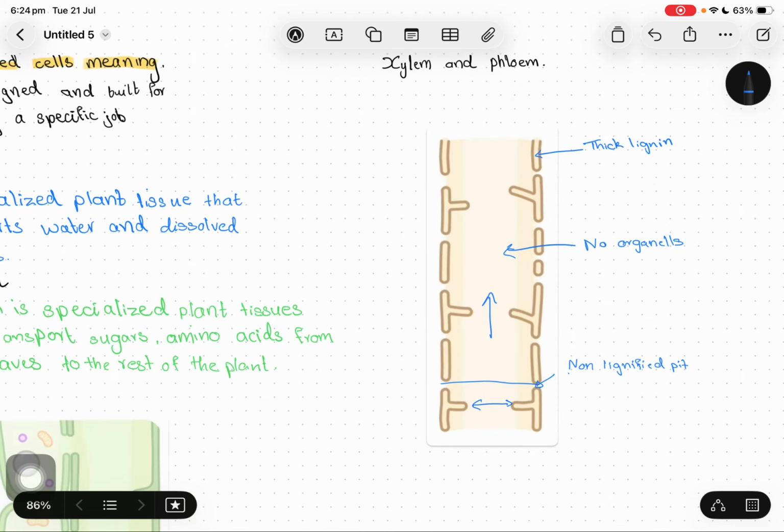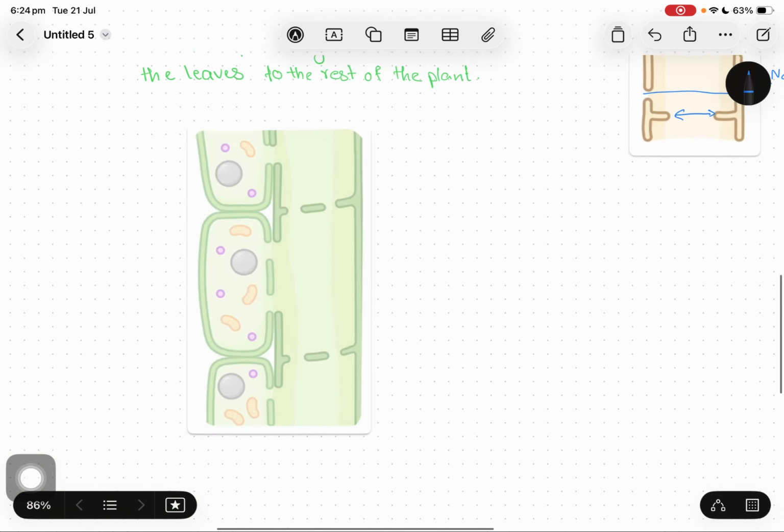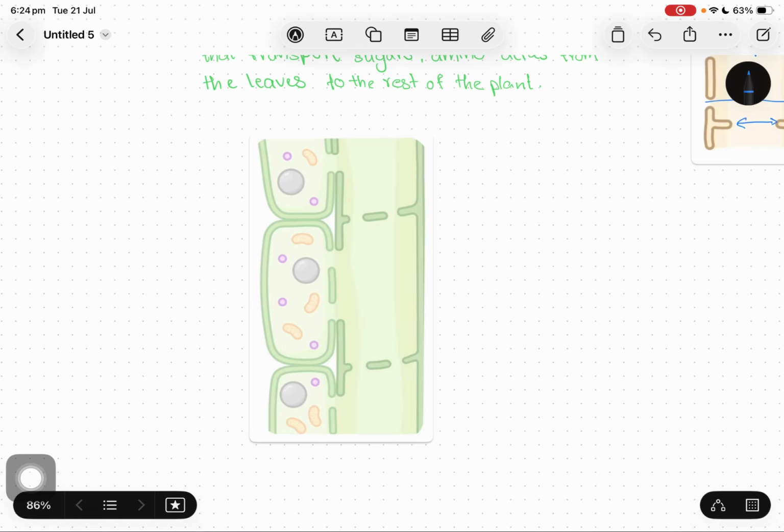So this is basically most of the xylem tissue adaptations. One other main adaptation is that it's a dead cell. It's not alive, it's a dead cell. Now we'll move on to the phloem.